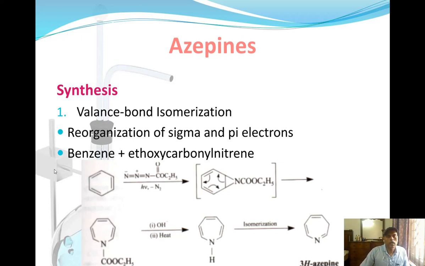So you are taking benzene, and you are making that react with ethoxycarbonyl nitrene. This is your benzene, right? This is the ethoxy group, and this is the carbonyl group. This is ethoxycarbonyl, and this is the nitrene group. And you have to subject this to sunlight or UV.